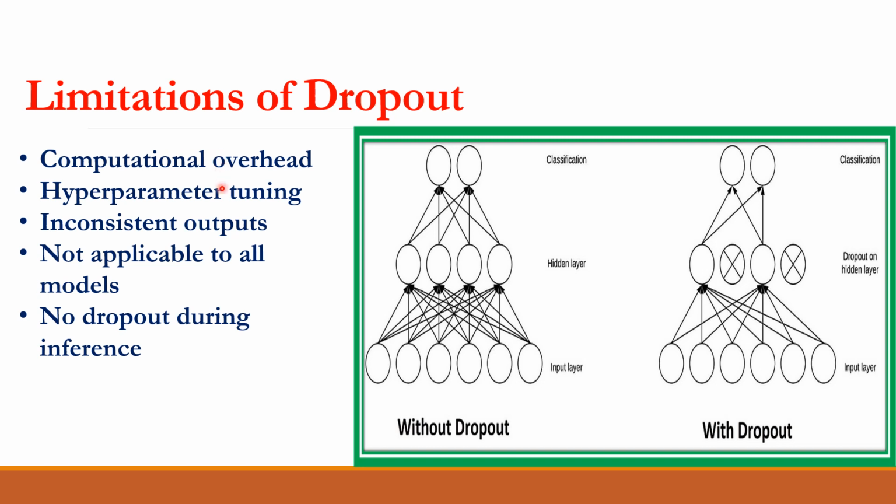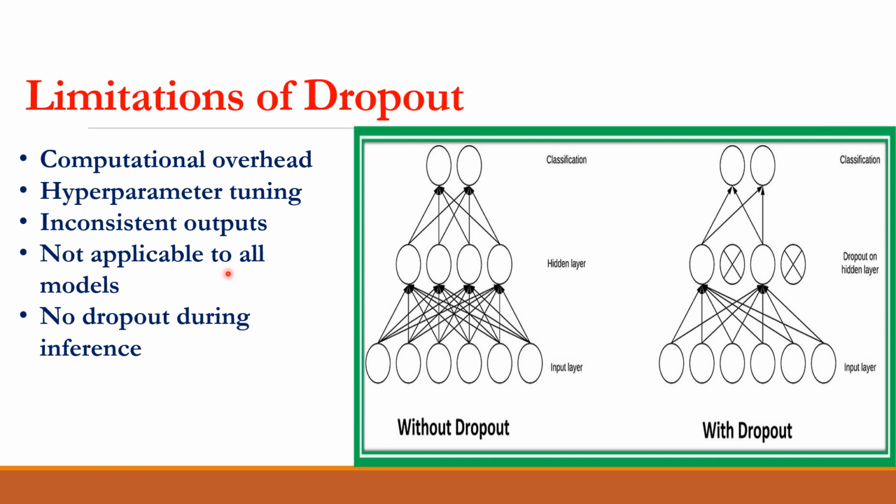Then hyperparameter tuning. The dropout rate is a crucial hyperparameter that needs to be carefully tuned for optimal performance. Finding the right dropout rate for a specific problem requires experimentation and can be time consuming. Then inconsistent outputs. During training, dropout randomly disables neurons, which can result in different outputs for the same input. This inconsistency can sometimes lead to suboptimal convergence during backpropagation. However, this issue is typically mitigated by the benefits of improved generalization.